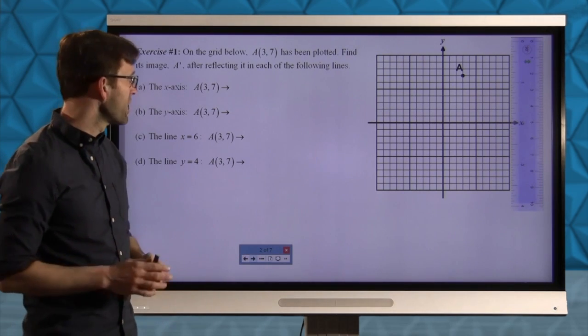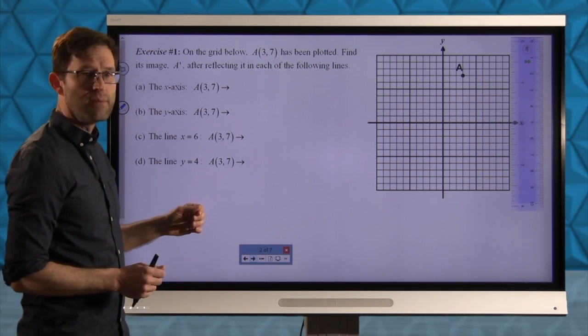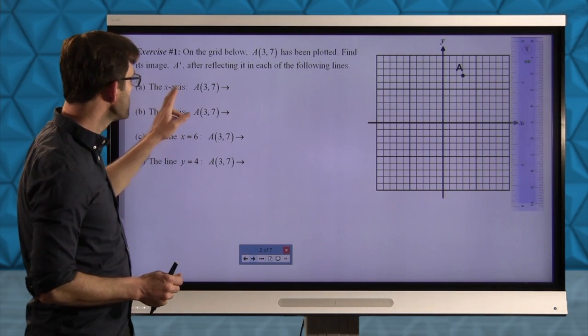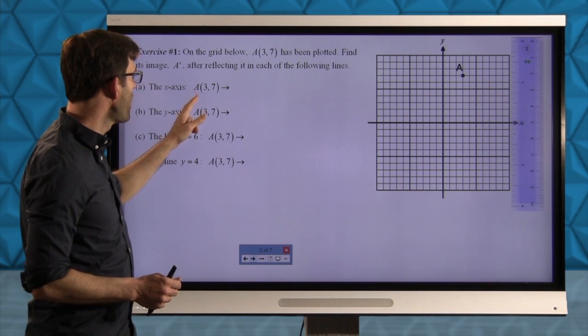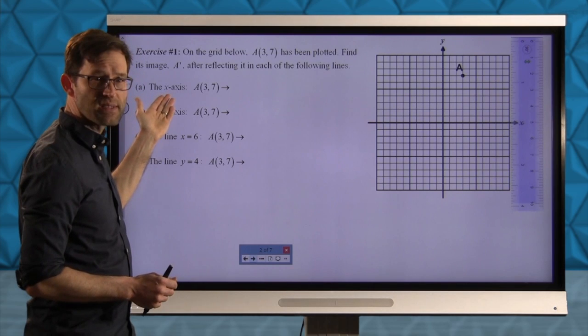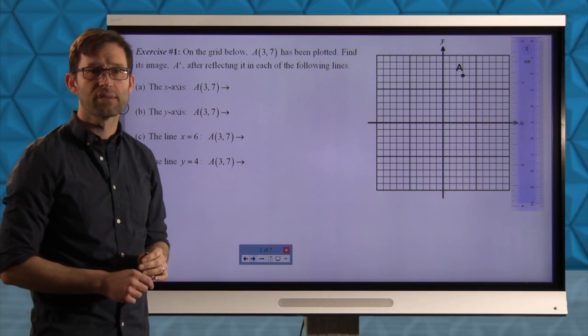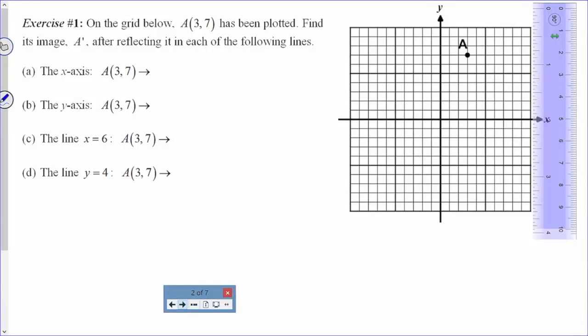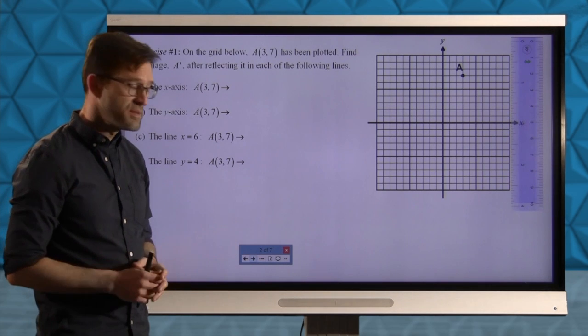Why don't you take a second, because these are relatively easy, even though we haven't done them for a while, and see if you can find the image of A after a reflection in the x-axis and then one in the y-axis. All right, let's do it.